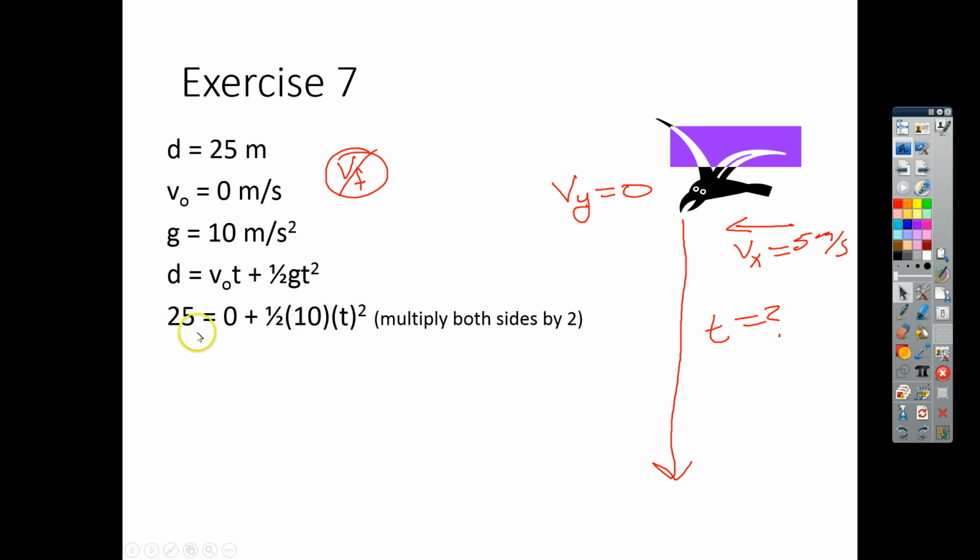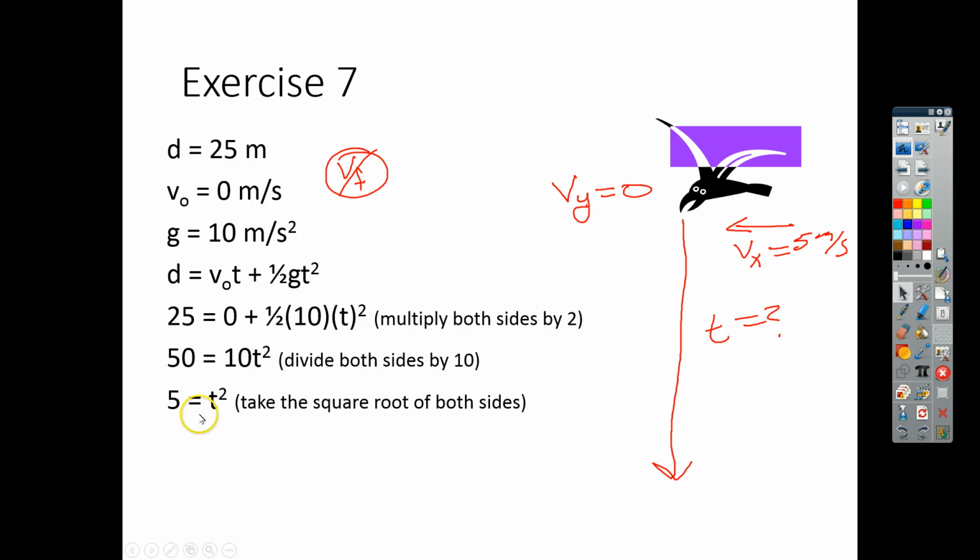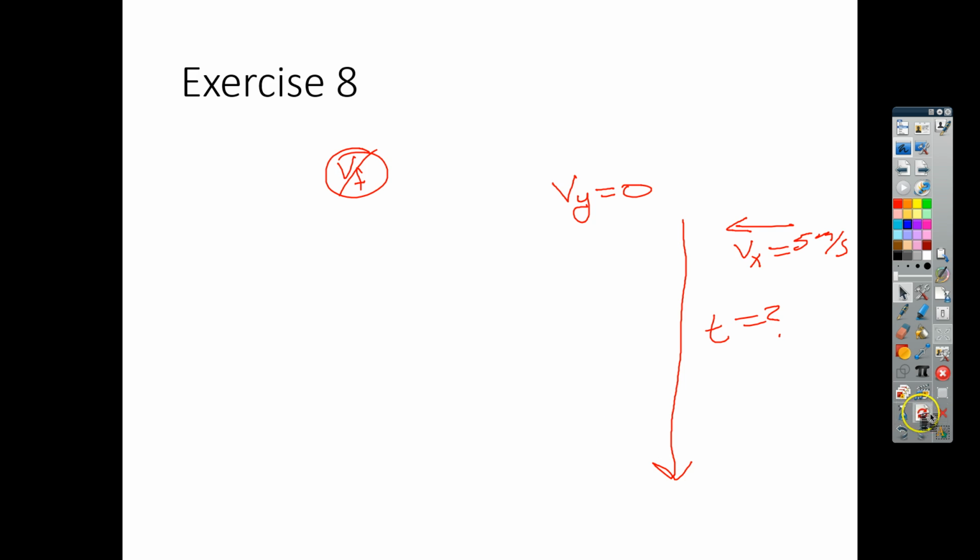Go ahead and plug everything into our equation. Multiply both sides by 2 first in order to get rid of the half. Once we've done that, we're going to divide both sides by 10 to get the 10 on the other side. And then finally, we need to take the square root of both sides to end up with a time of 2.2 seconds. So at that distance of 25 meters up, that seagull, when it drops the clam, takes about 2.2 seconds to fall.